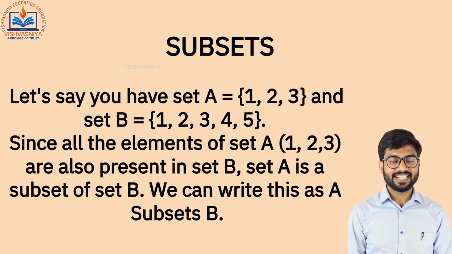Example, let's say you have set A = {1, 2, 3} and set B = {1, 2, 3, 4, 5}. Since all the elements of set A, 1, 2 and 3, are also present in set B, set A is a subset of set B. We can write this as A ⊆ B.